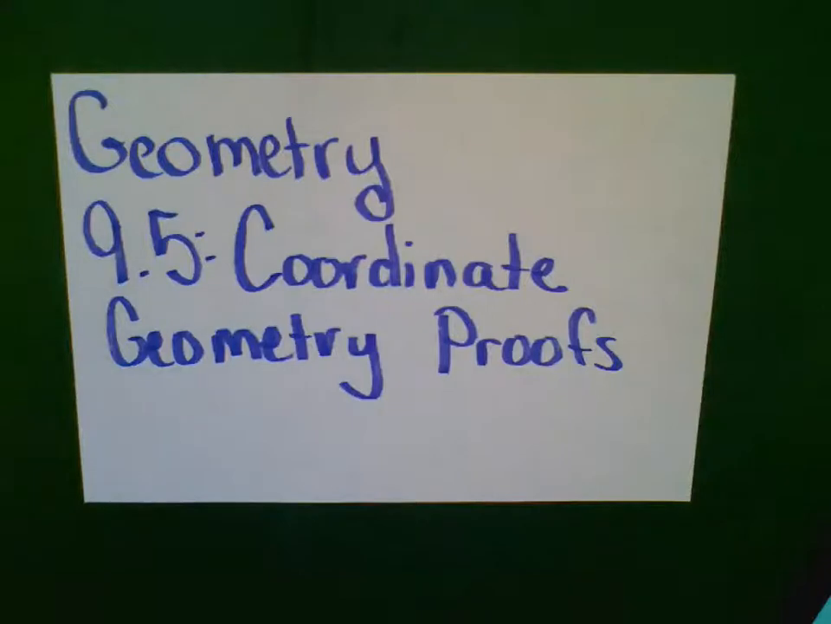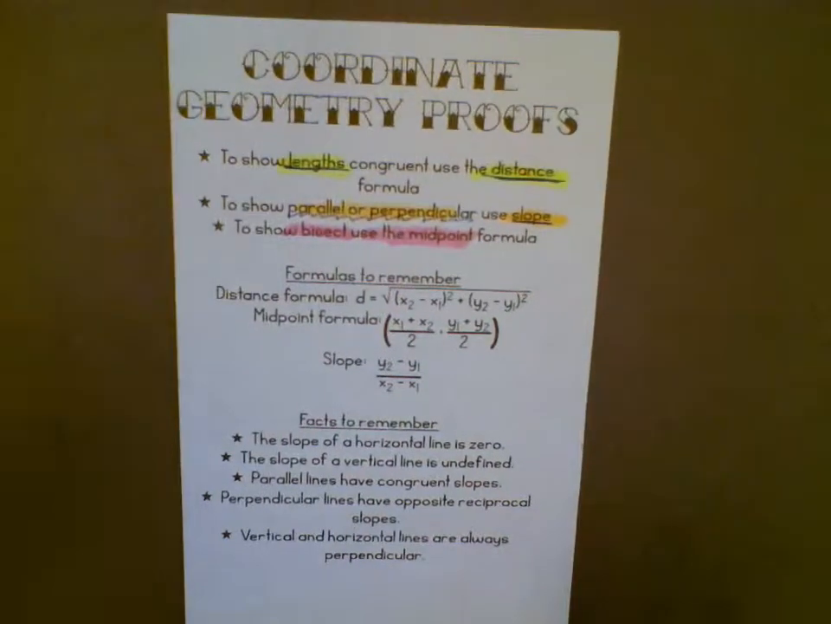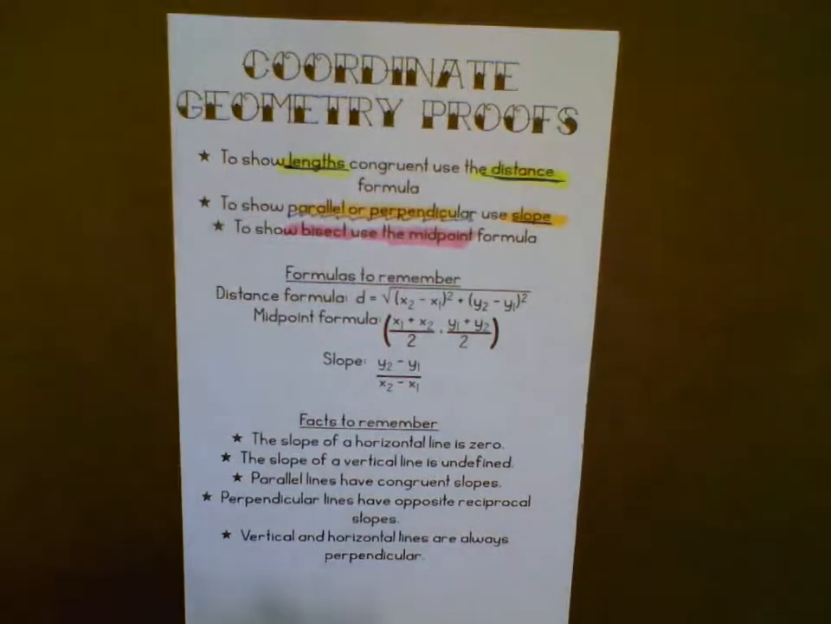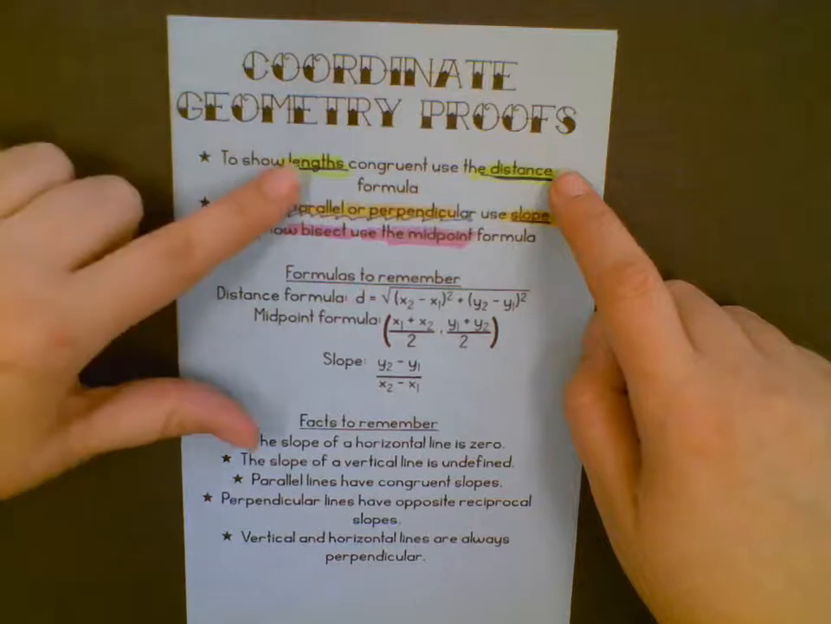Hi everyone, this is the notes for section 9.5, which is how to do proofs on the coordinate plane. So in this section, we're pretty much taking everything we know already from the rest of the chapter and using it to show that things are true if we're given ordered pairs. So we're going to be showing things like have congruent distances or lengths.